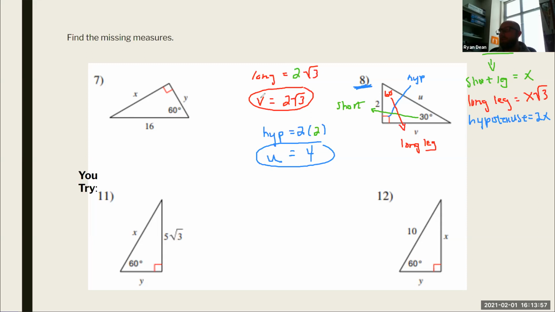That gives us, for v, the long leg, 2 times the square root of 3. You don't need to simplify this any further. The hypotenuse, we have 2, which was from the formula, times the short leg, which is 2. And that gives us a value for u being equal to 4.